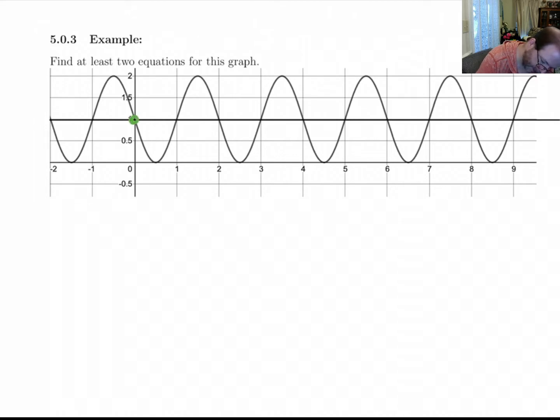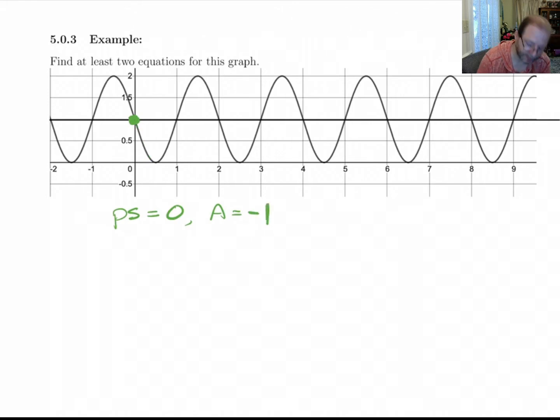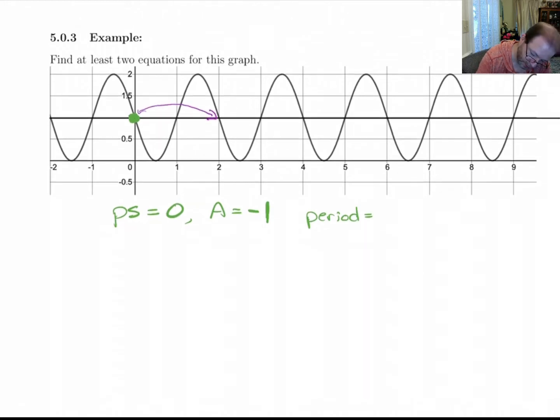So I think the easiest way to do it would be to treat this as a sine and start right there. That would be treating it as a sine with the phase shift of 0. The amplitude is 1 because that's the distance here. But if we're treating this as our starting place, we're going down. Amplitude's 1, but it means A is going to be -1. And then we need the period. If we go from here to here, the period is 2.